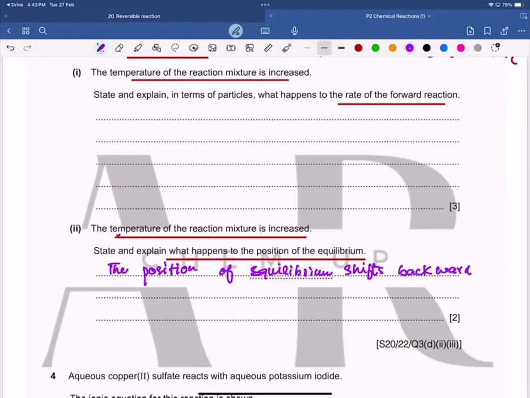That will get you 1 mark, as the backward reaction is endothermic. Is this understandable to all of you?